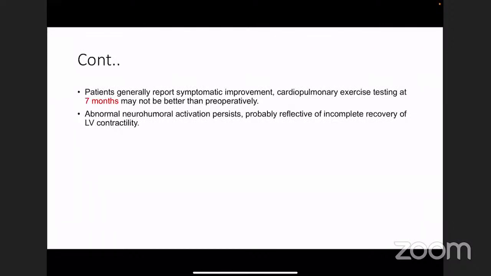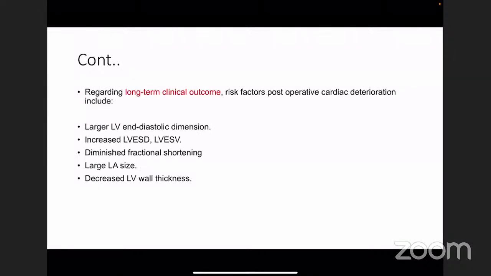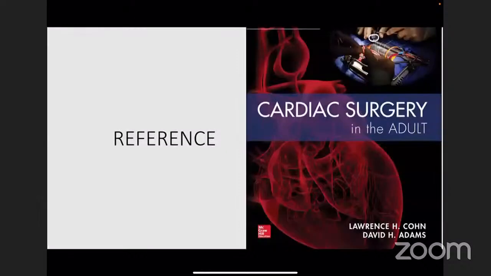Cardiopulmonary exercise testing at 7 months may not be better than preoperative. Abnormal neurohumoral activation persists, probably reflective of incomplete recovery of LV contractility. Regarding long-term clinical outcome, risk factors for postoperative cardiac deterioration include a larger LV end-diastolic dimension, increased left ventricular end-systolic diameter and volume, diminished fractional shortening, large LA size, and decreased LV wall thickness.